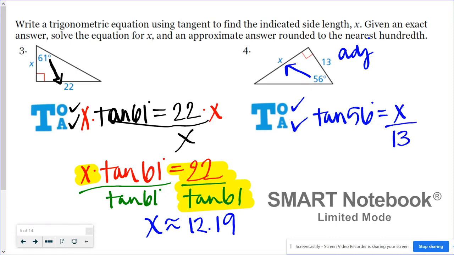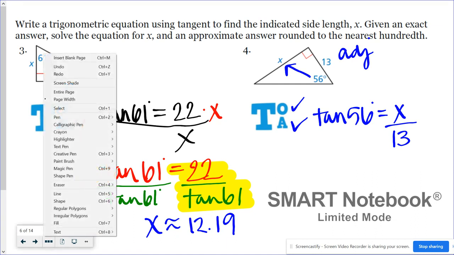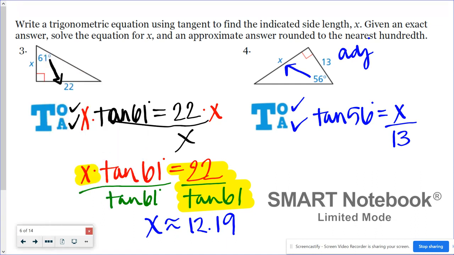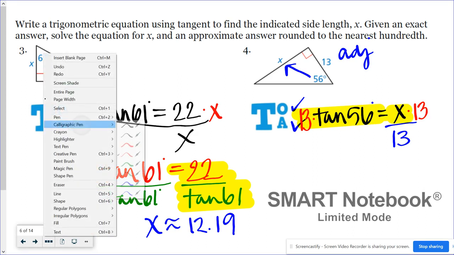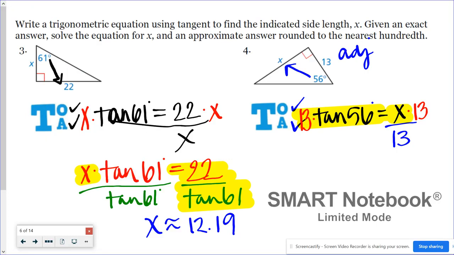Now notice this time x is in a different place altogether. It's in the numerator. So how do I go about getting it by itself? Yeah, I simply multiply both sides by 13. And now x is all by itself. It's even easier, right? And so x is equal to 13 times tangent of 56 degrees. And this is what I'm going to calculate. And so we can say that x is approximately 19.27.